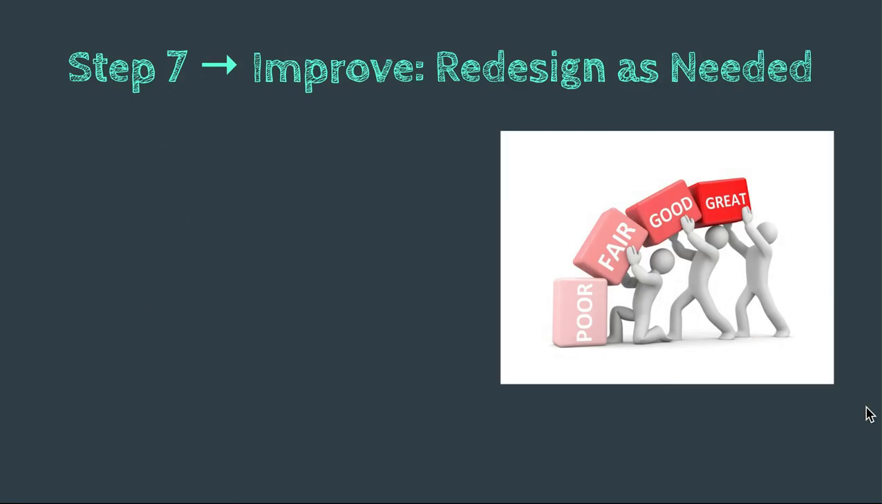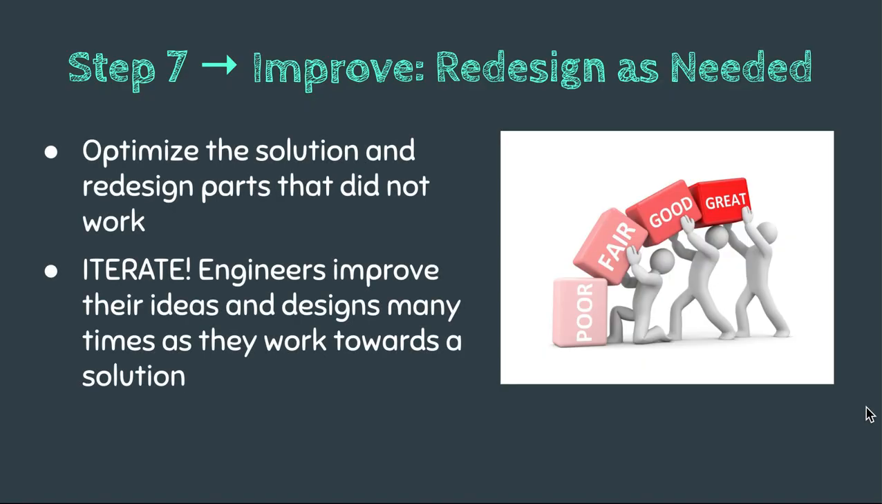And the last step, which is step 7, improve, redesign as needed. This is where you optimize the solution and redesign parts of your solution that didn't work. So you take a look at your results from testing and you make some suggestions for improvement if you were to go through the design loop again. Unfortunately, a lot of times in school, we don't have a ton of time to go through the design loop 2 or 3, even 4 times. In an ideal world, we would, but still, it is important to be critical of yourself, take a look at what you've come up with, and see if there's any ways that you can improve upon it. That's essentially creating an iteration or iterating.